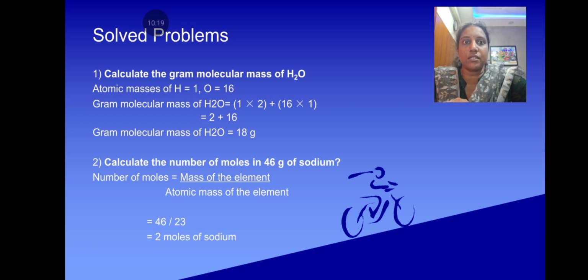Now the second question: calculate the number of moles in 46 grams of sodium. For that we have a formula: number of moles is equal to the mass of the element divided by the atomic mass of the element, which is equal to 2 moles of sodium.